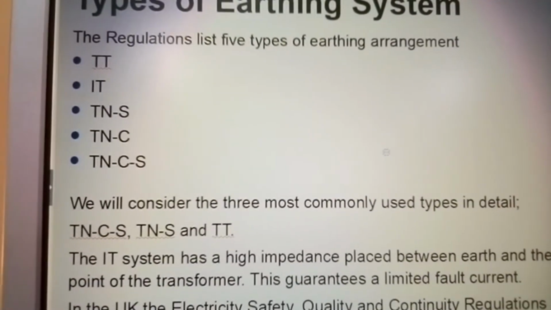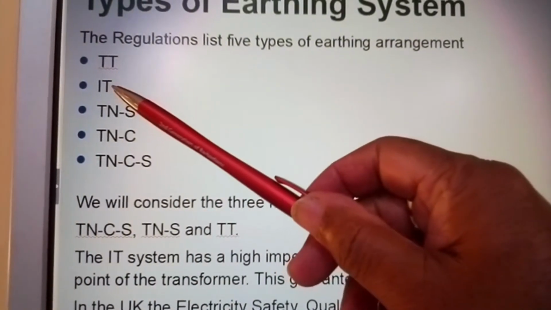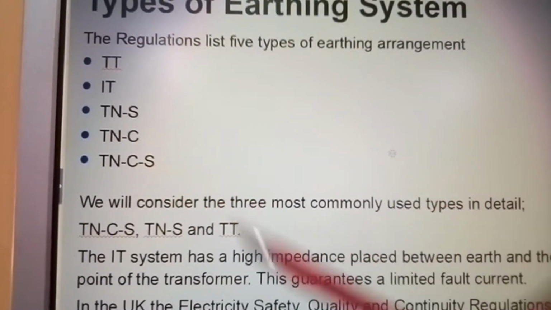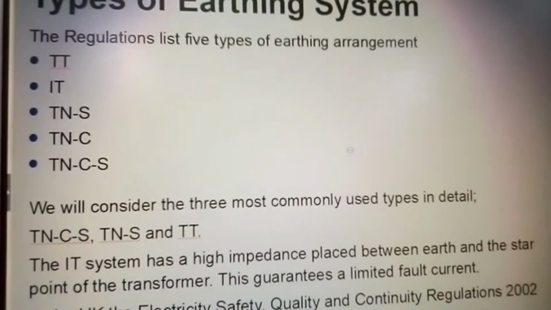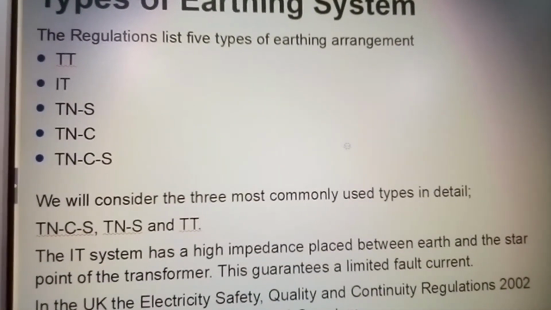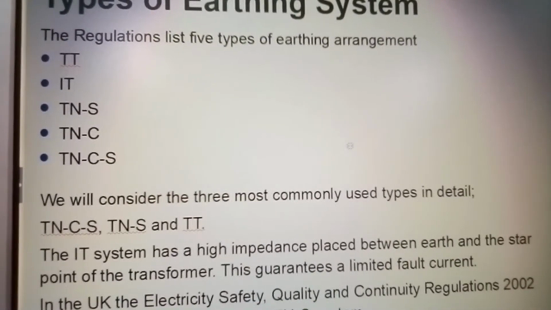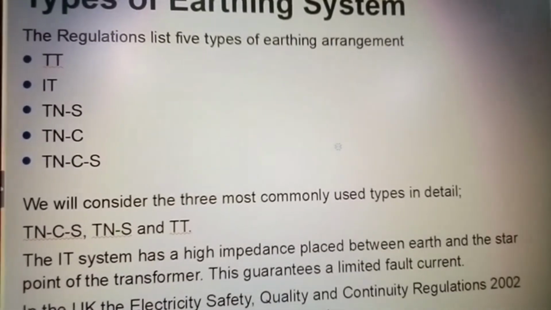So you have here TT systems, IT systems, TN-S systems, TN-C systems, and TN-C-S systems. Here we will consider the three most commonly used types in detail: TN-C-S, TN-S, and TT systems.